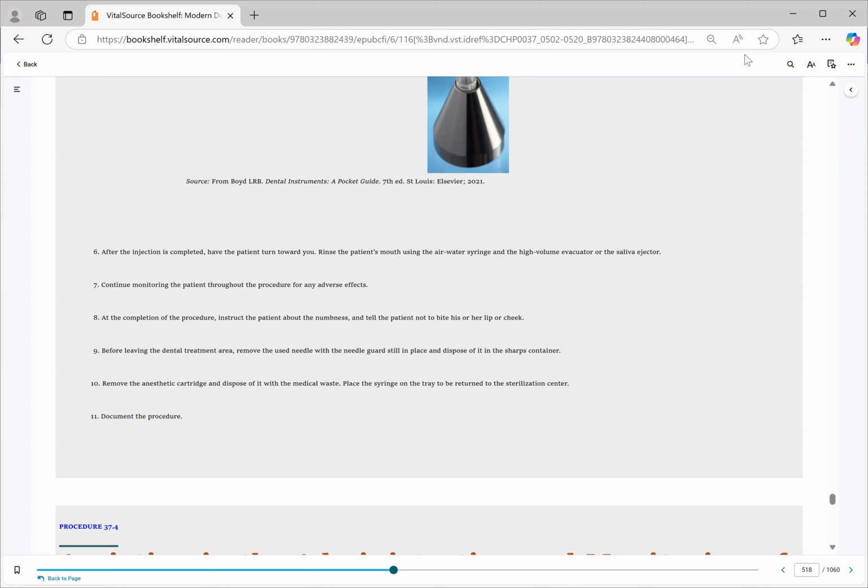Before leaving the dentist treatment area, we'll remove the needle with the needle guard still in place and dispose of it in the sharps container. We'll remove the anesthetic cartridge and dispose of it in the medical waste. Place the syringe on the tray to be returned to the sterilization center, and then we would document our procedure.